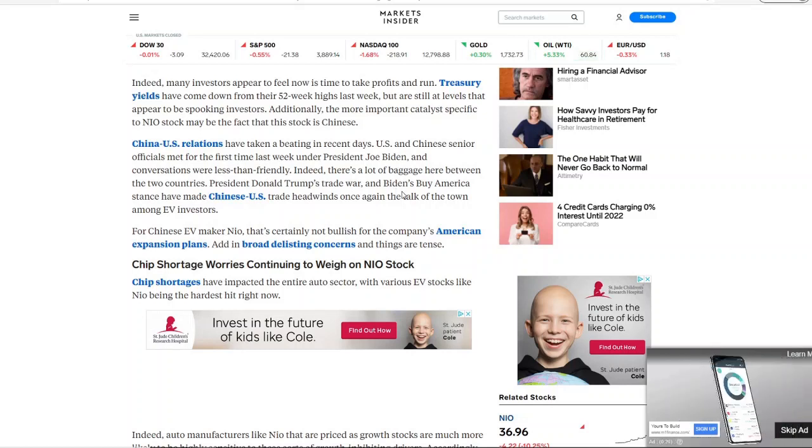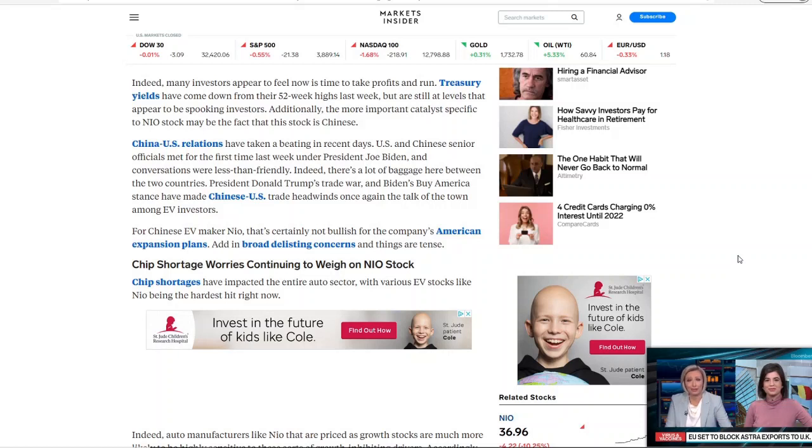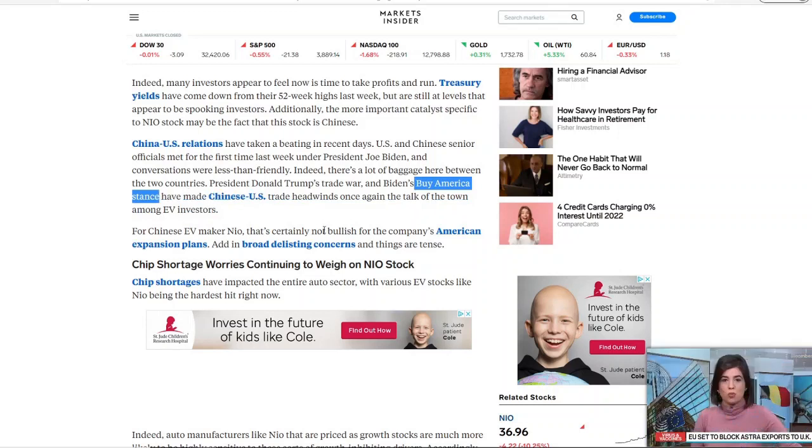President Donald Trump's trade war and Biden's Buy America stance have made Chinese and U.S. trade headwinds. Once again, the talk of the town among EV investors. Okay, so when this is going on, this lets you know that you want to focus on U.S. EV, right? And something that a lot of investors didn't have was a Tesla competitor within the U.S. market. Now, CCIV has come into the picture. Whether CCIV is good enough or not good enough, I think a lot of investors are going to feel more comfortable with the Buy America stance, right, than focusing on Chinese. That's why Chinese is speculative right now.